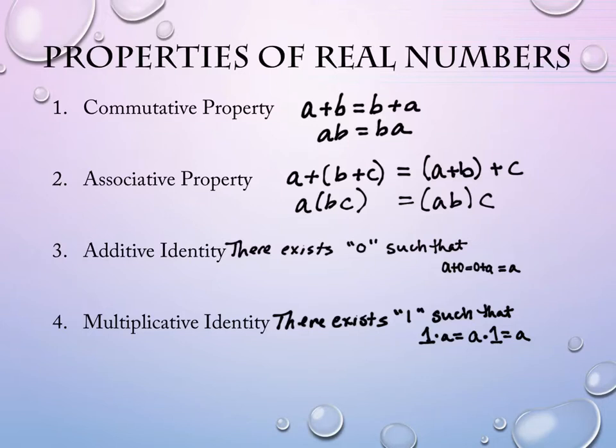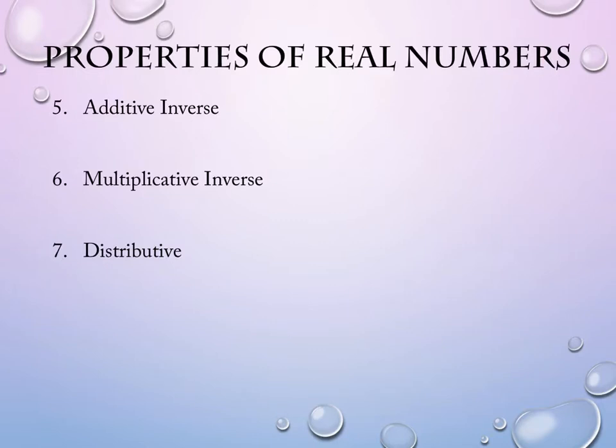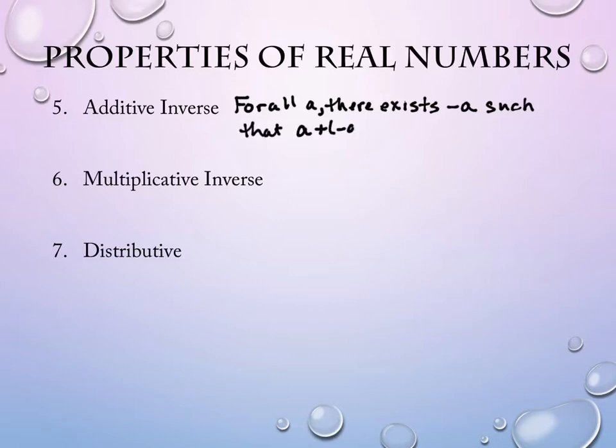Okay, 3 more properties to take a look at. We have the additive inverse. The additive inverse says for all a, there exists negative a, such that a plus negative a, which is also the same as negative a plus a, is equal to 0. This is really talking about negative values, right? If I have 7, I have to have a negative 7. They add together to give me 0. So every number has a pair that it coordinates with, that when I add it to that value, I get back to 0.